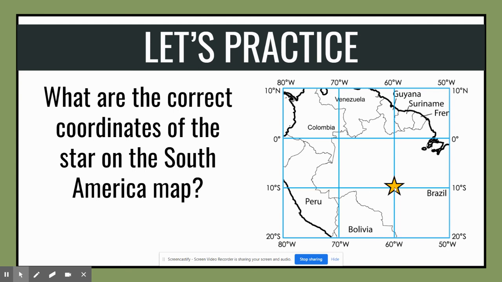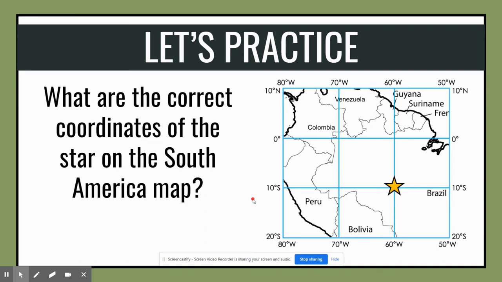So in order to determine what the coordinates are, we're going to see first what the line of latitude is, because latitude comes first and then longitude. So the line of latitude that it's located on is 10 degrees south. Okay, so 10 degrees south. And then we're going to look up here and see which line of longitude Brazil is located on, and it's 60 degrees west.